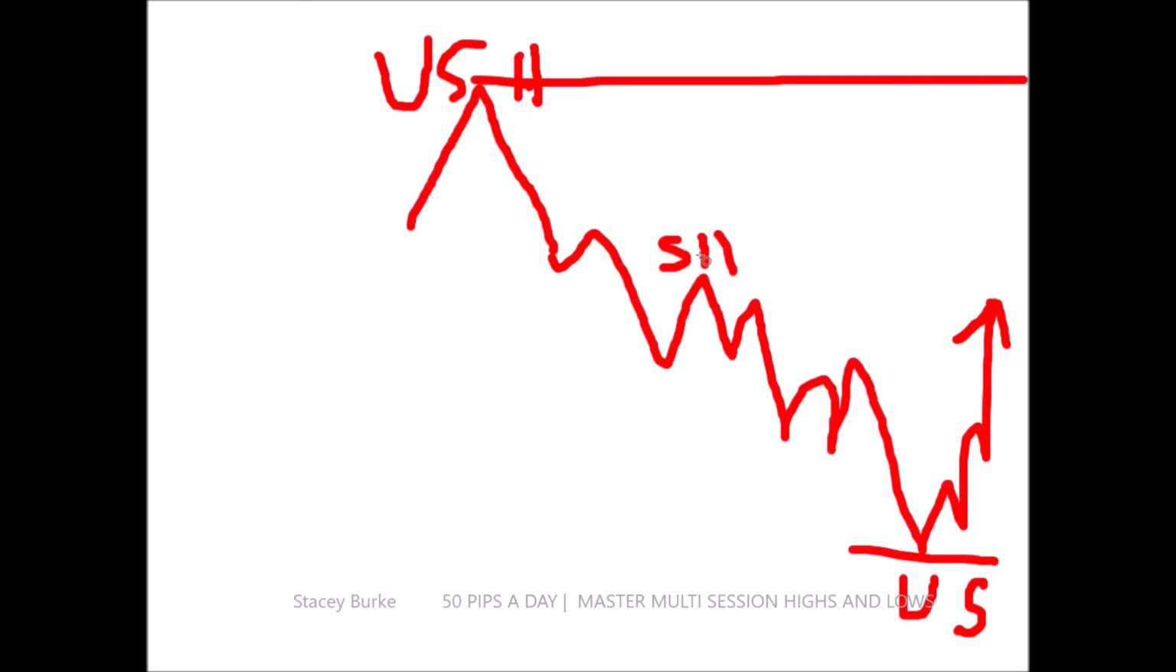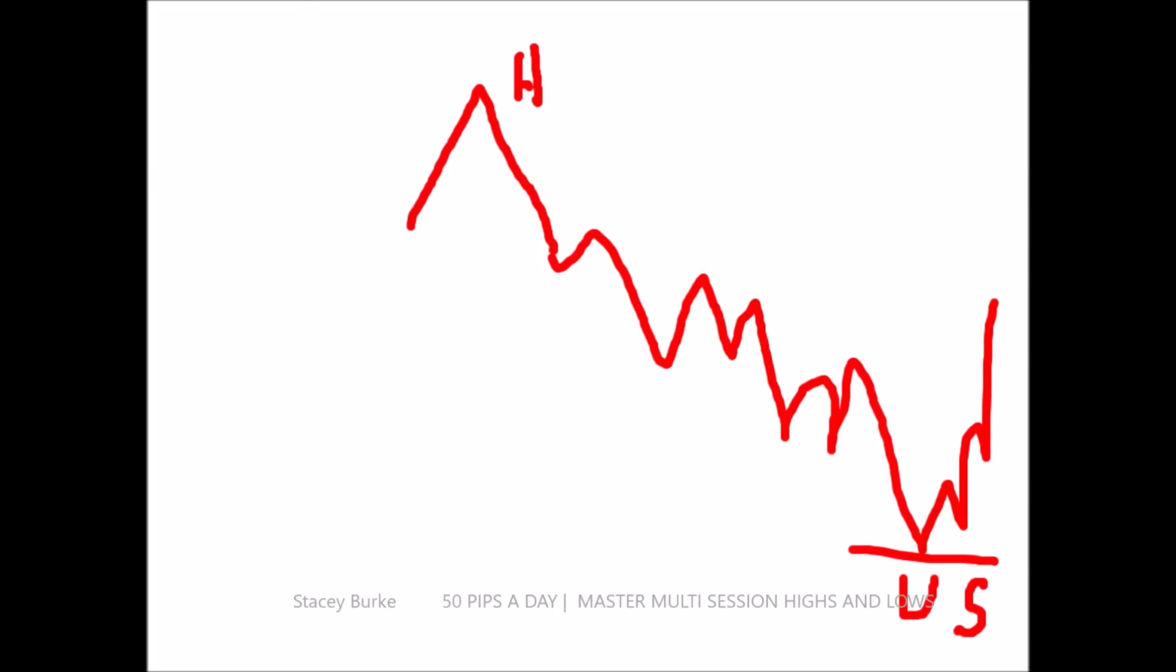And that could be London, that could be Asia, that could be anything. But they may also come up and continue that move. It could be next day in Asia, so it could be US session low, and then Asia's session move back to the high of where that original move came down in the first place. Hopefully that makes sense. Let's take a look at the charts.